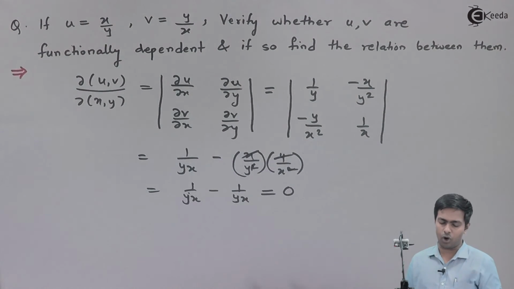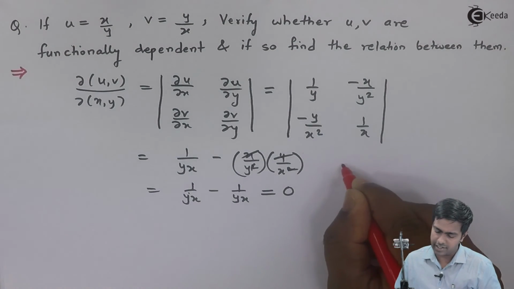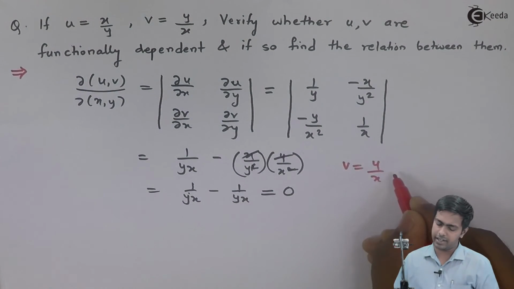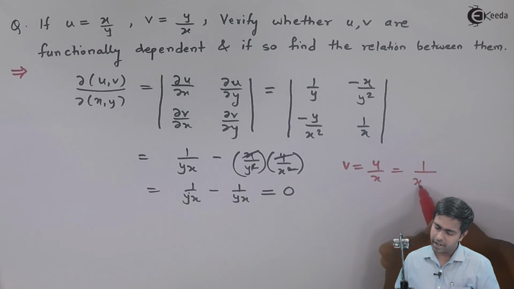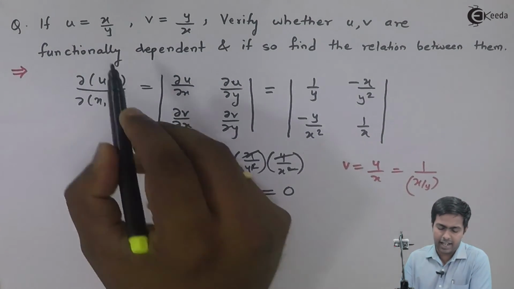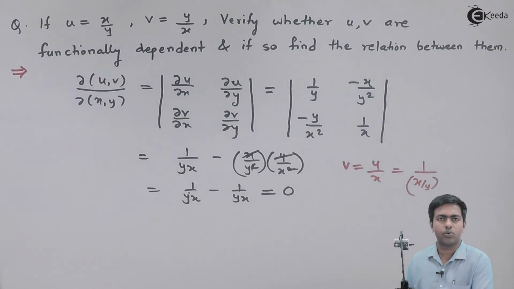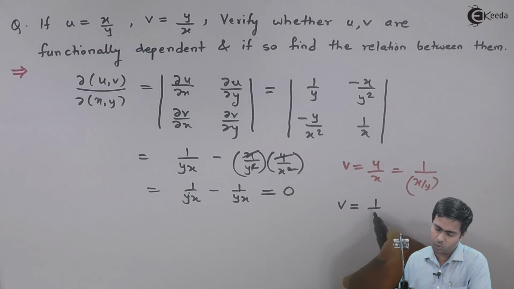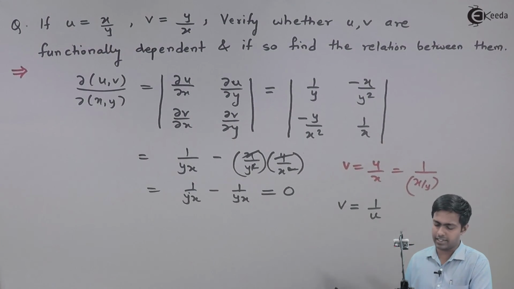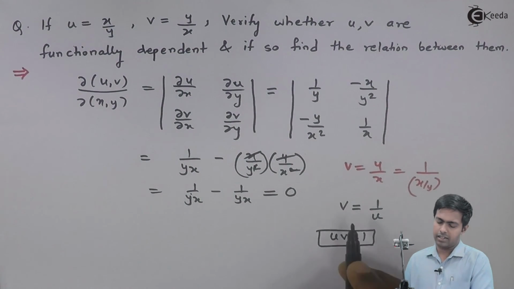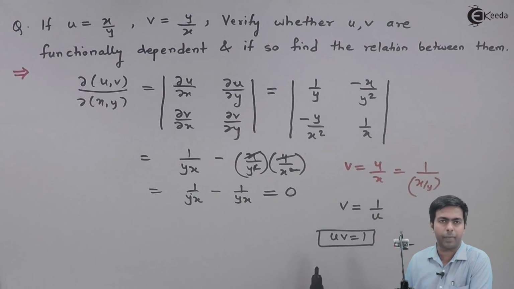So here if you observe, then v is given as y by x. Now if I write this as 1 upon x by y, then you can say that x by y is nothing but u. So it clearly indicates that v is equal to 1 by u, or I'll say uv is equal to 1. And this is nothing but a functional dependence between u and v.